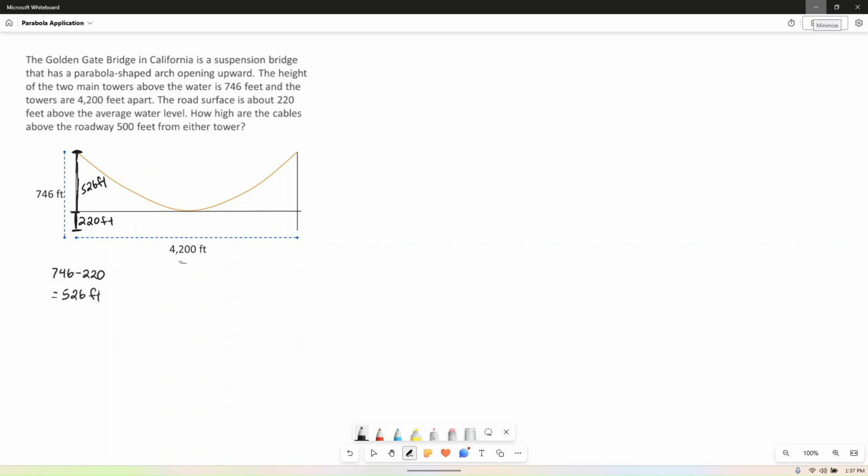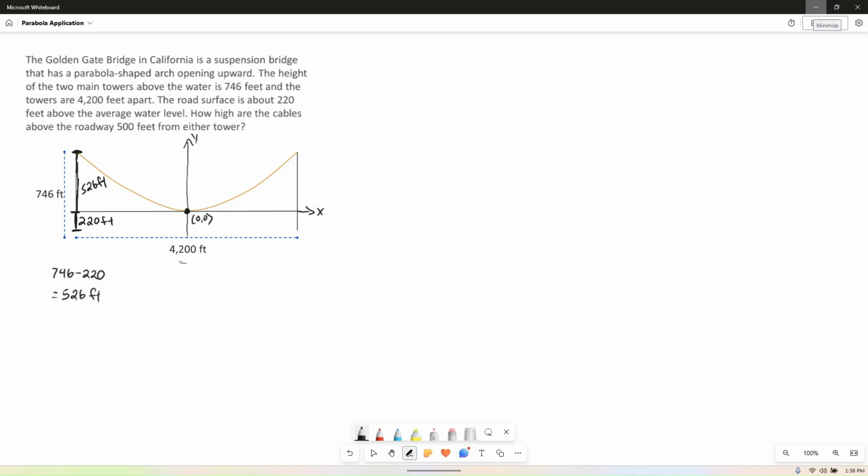So I already know that the roadway actually passes through the vertex. I'm going to call the roadway the x-axis, and then I'm going to draw a vertical line passing through the vertex as well. This is going to be the y-axis. So the vertex of our parabola is going to be at the origin. That means I have a parabola that is opening up, so it's oriented vertically, and its vertex is at the origin.